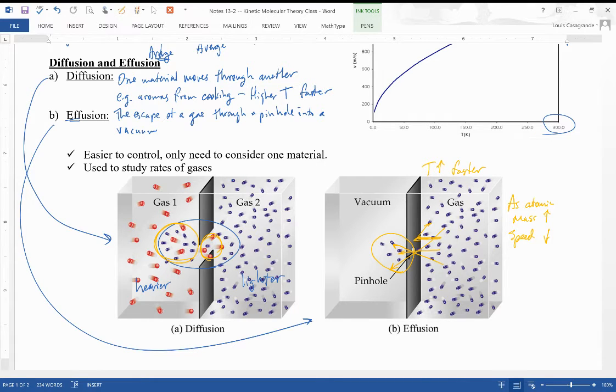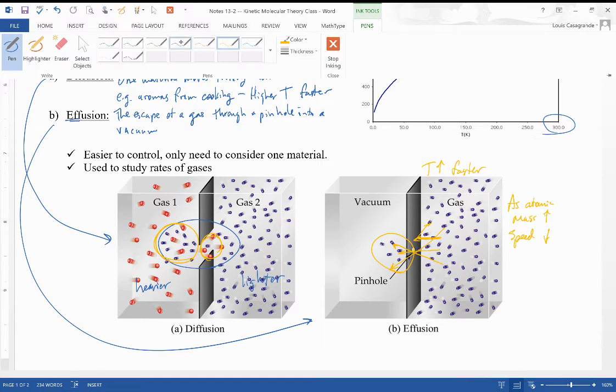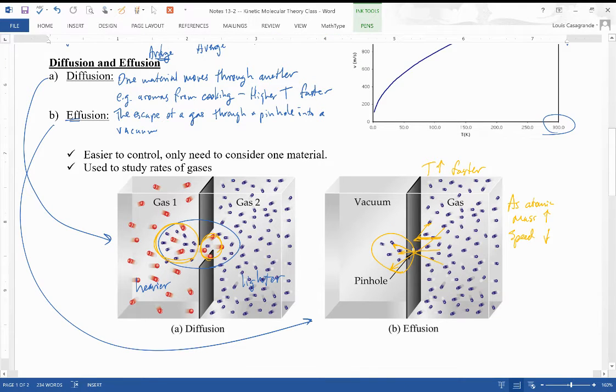So this effusion can be used, I'm not going to make you do any calculations with it, but you could, to study the rates of the gases moving, so how fast those gases are escaping, and we can also use it to compare gases with different masses. And yes, one is spelled with a single S in the middle, and one is spelled with two S's.